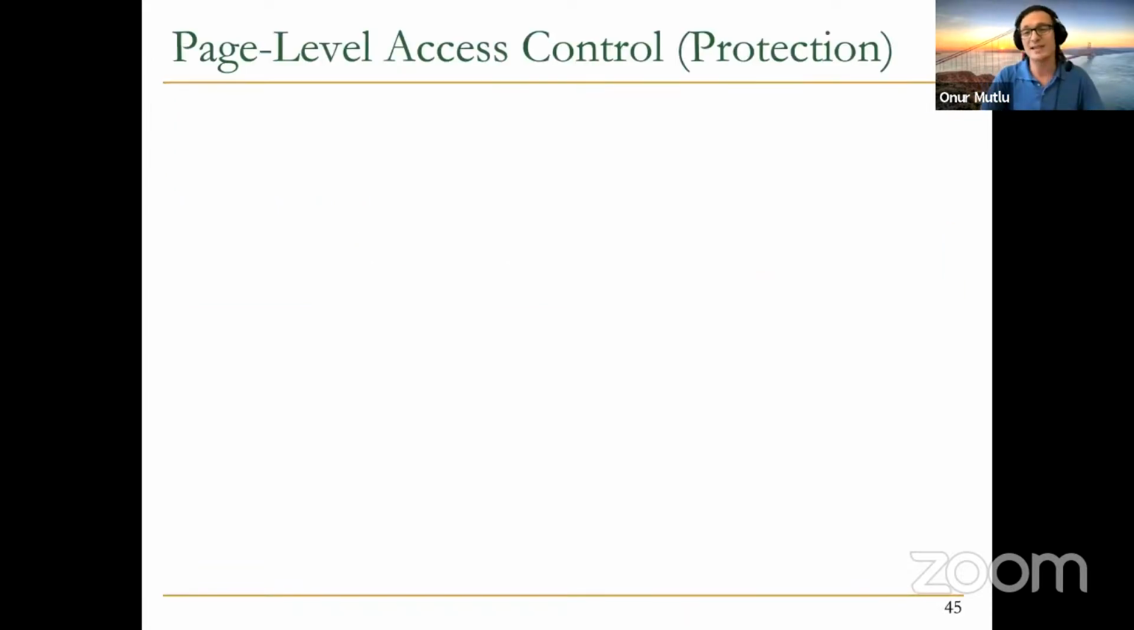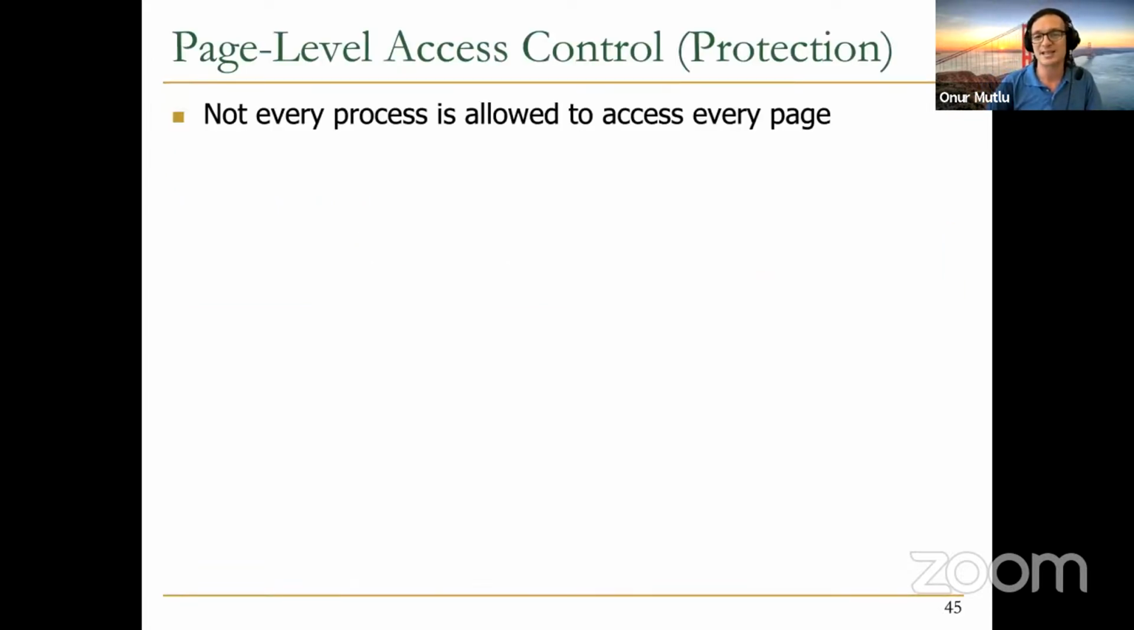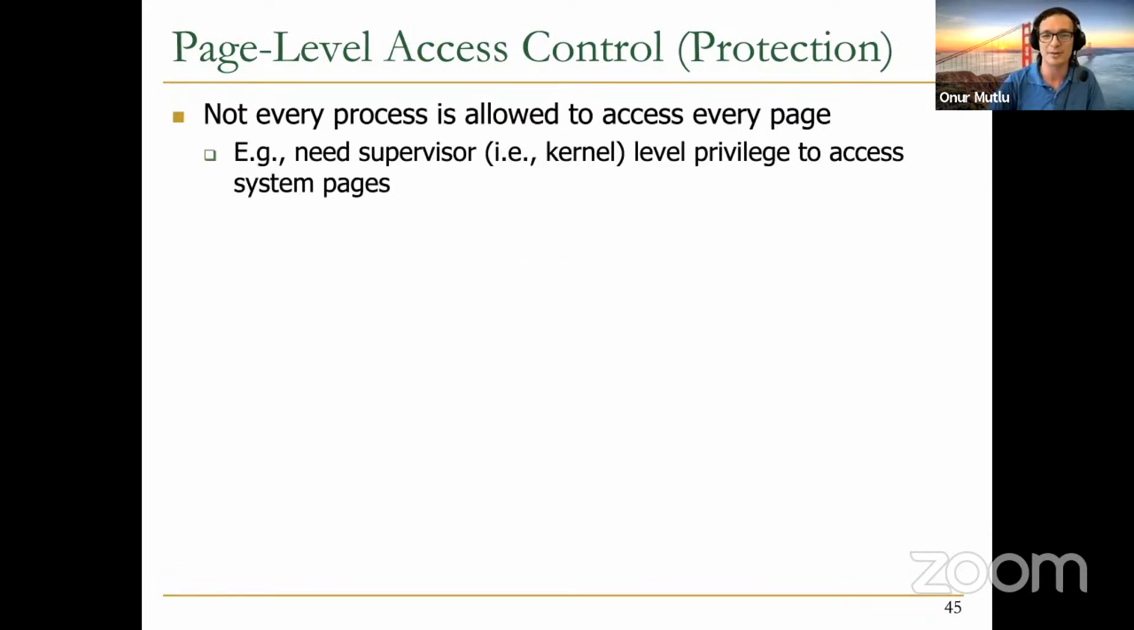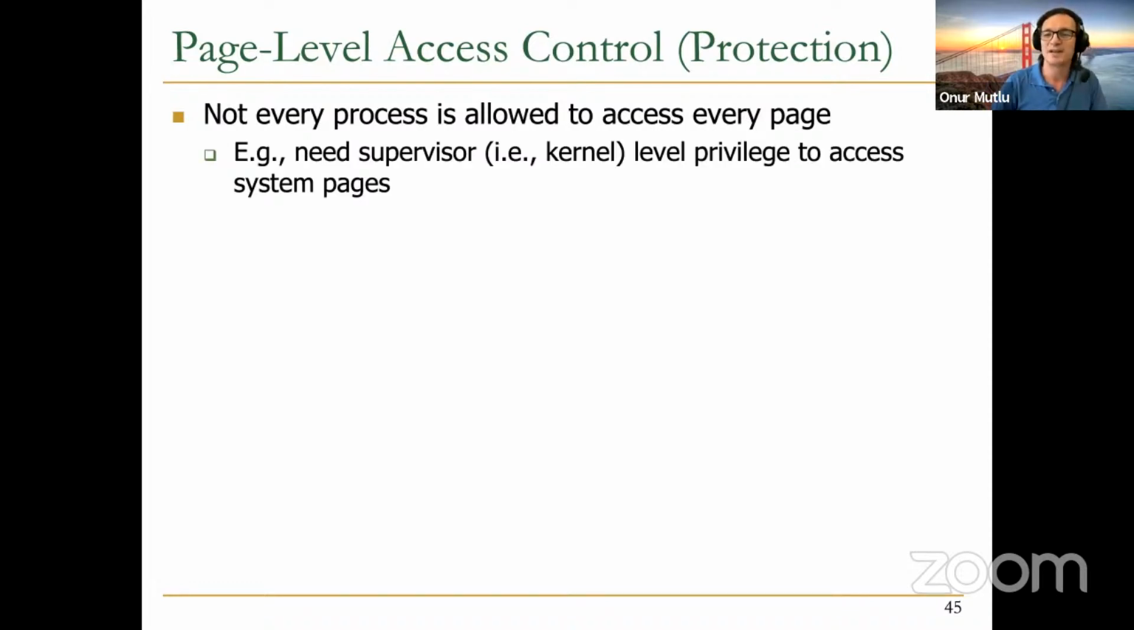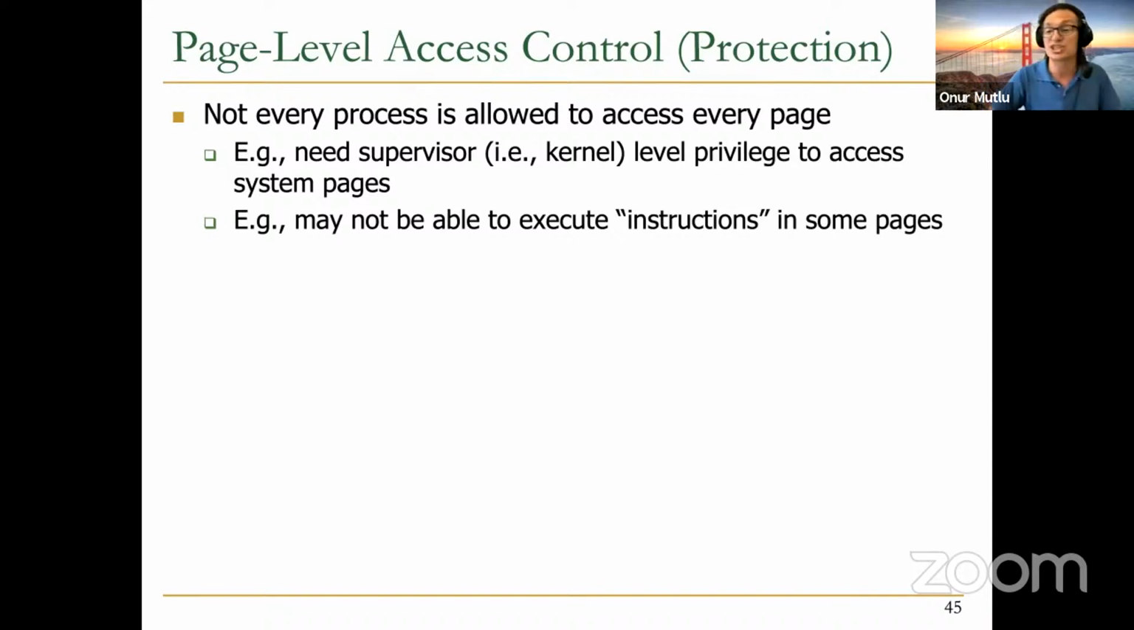Okay, so page level access control. So not every process is allowed to access every page, and that is supported by virtual memory. So you need supervisor, or modern name is kernel, level privilege to access system pages, for example. Right? You may not be able to execute instructions on some pages. People actually more recently in the grand scheme of things, non-executable pages were introduced so that you cannot just write some data to some location and jump to it and then execute some malicious code, for example.